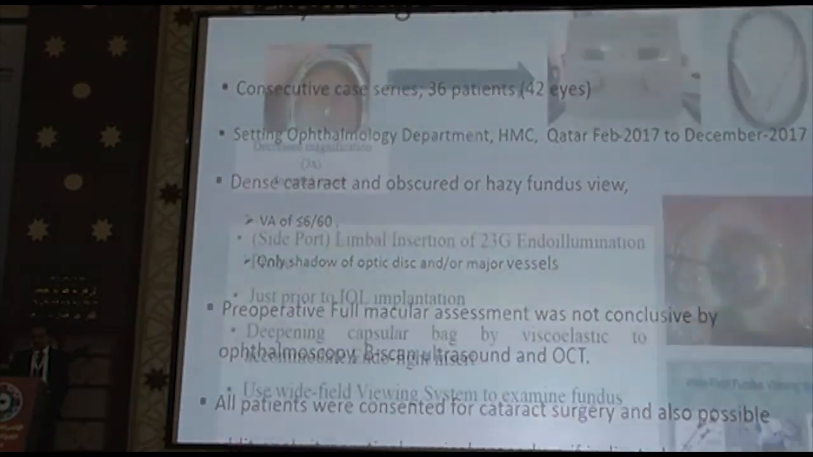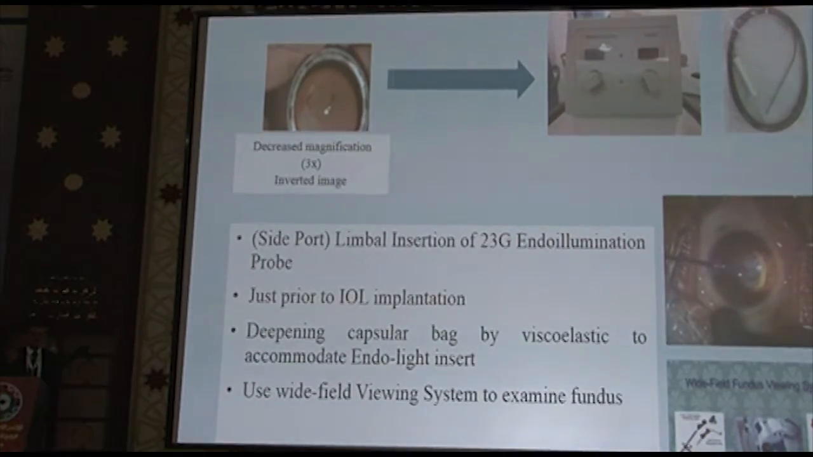The normal way of assessing the retina during cataract surgery is using the direct ophthalmoscope. But the view is limited, and the magnification is limited to only 3 times. You cannot see the minute details of the retina. And the parallax and the inverted image might annoy the surgeons during the surgery.